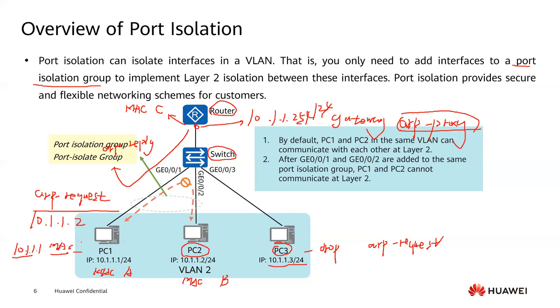Now PC1 already knows the IP address. It will send an IP packet, the destination is PC2, but the destination MAC address is the router's, and then the router will receive it.